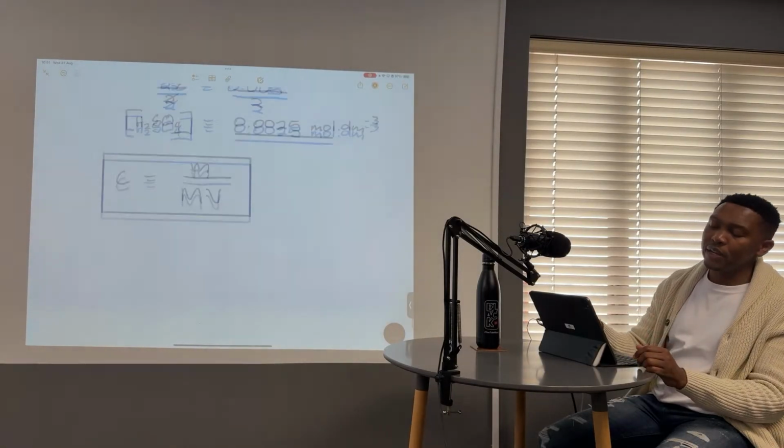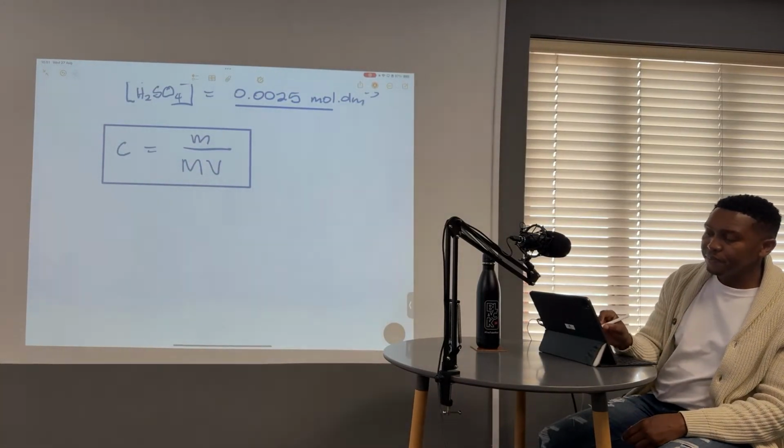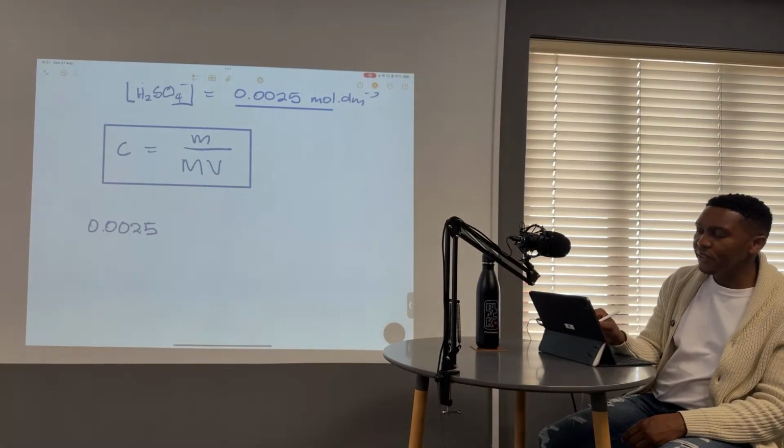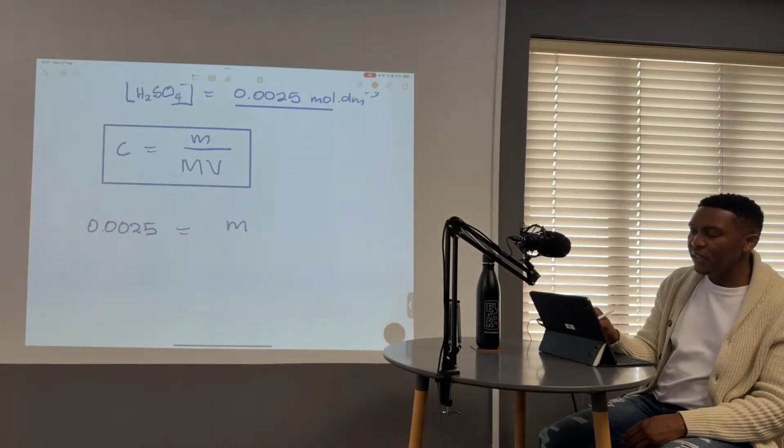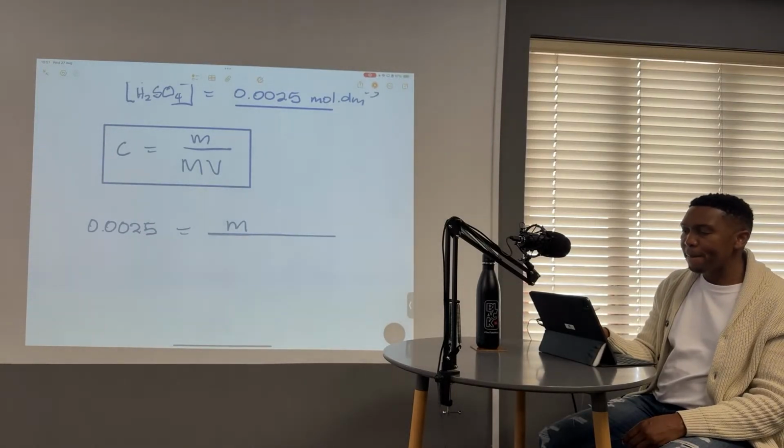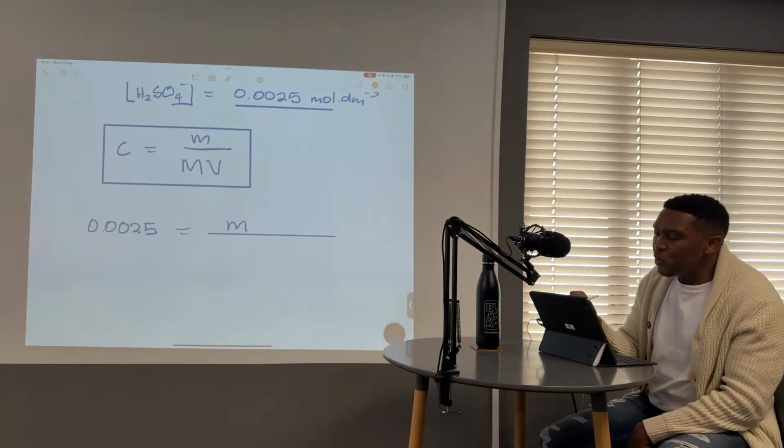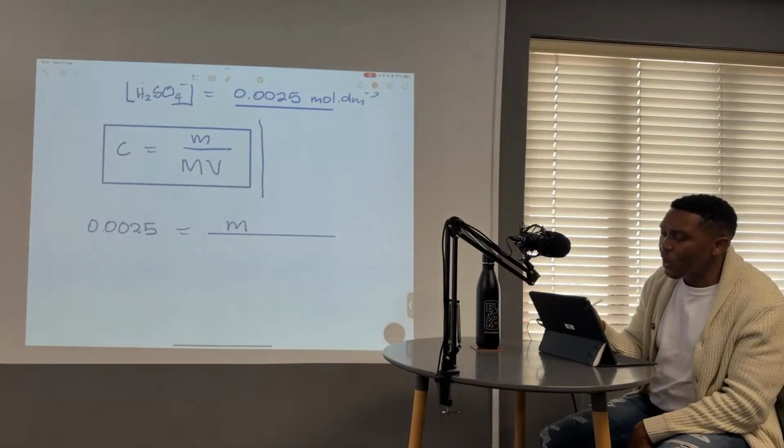Okay, right. Concentration, 0.0025. What are we looking for? The mass. Then we go to the periodic table and check. What is the molar mass of sulfuric acid?